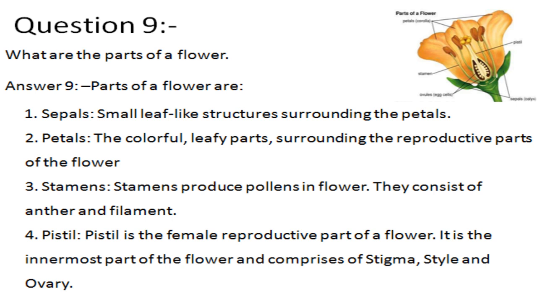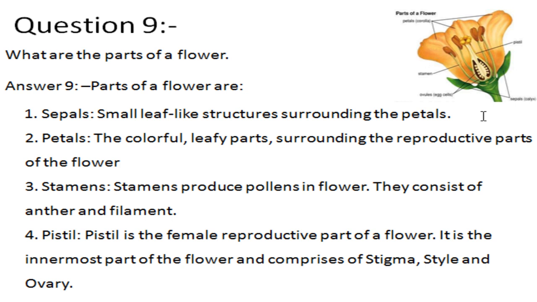Our next question is, what are the parts of a flower? So we have just drawn the diagram of the flower. So the answer would be, parts of a flower are sepals. They are the small leaf-like structures that surround the petals. Second part is petal. The colorful leafy parts surrounding the reproductive parts of the flower are called the petals.